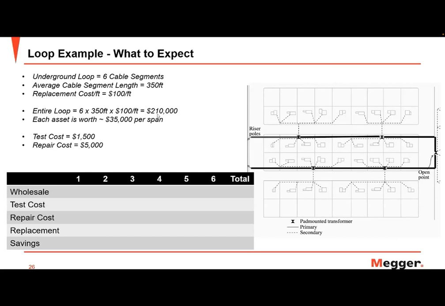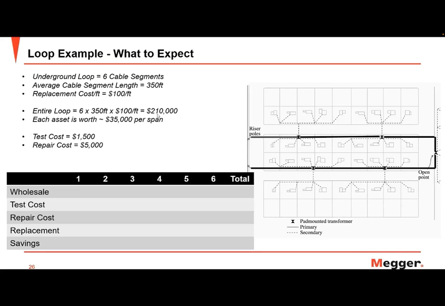That would be $210,000 to replace this whole loop. So the asset right here, if we look at the loop as the asset, it's $210,000. And the reason why I like to look at the loop itself is because the loop really is as strong as its weakest link, or in this particular case, as strong as its weakest link in the half loop or the radial. So each cable span here is worth $35,000. That's 6 times 35 is $210,000.